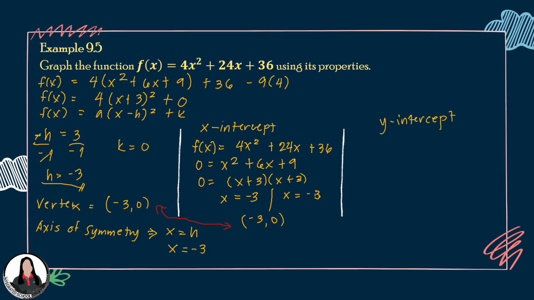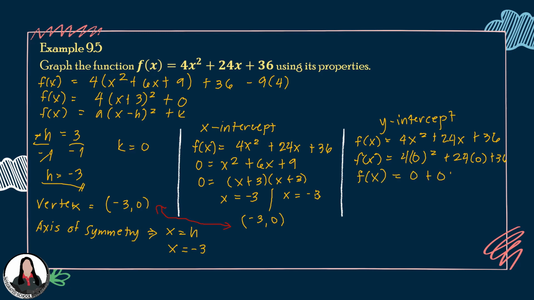Okay, so the y-intercept here, we use again f of x equals 4x squared plus 24x plus 36. Okay, and then let us set the value of x as 0. So f of x equals 4 times 0 squared plus 24 times 0 plus 36. Okay, and then simplifying, we have f of x equals 0 plus 36. Hence, f of x equals 36. Kaya po ay ang y-intercept lies at 0, 36.